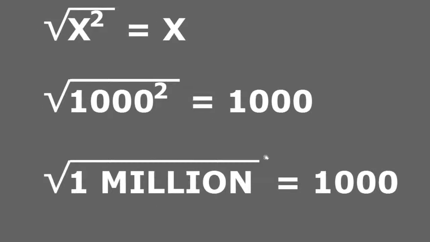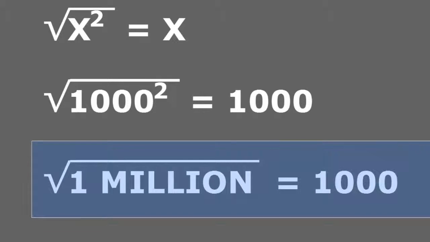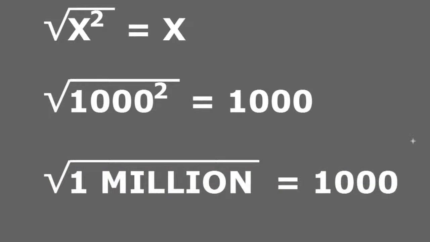So, the square root of 1 million equals 1,000. Remember, I can rewrite a million as 1,000 times 1,000, which is the same thing as 1,000 squared. The square root of anything squared, variable or number, is simply that number. The square root of 1,000 squared is simply 1,000. The square root of 1 million is 1,000.